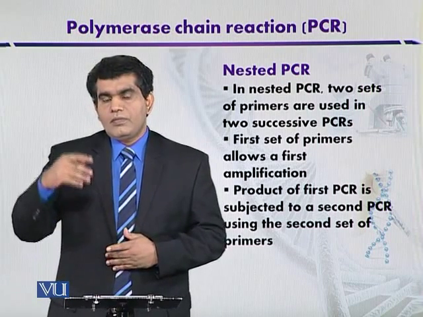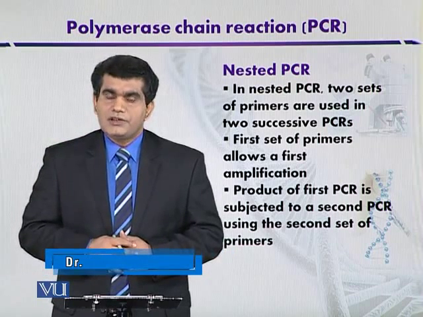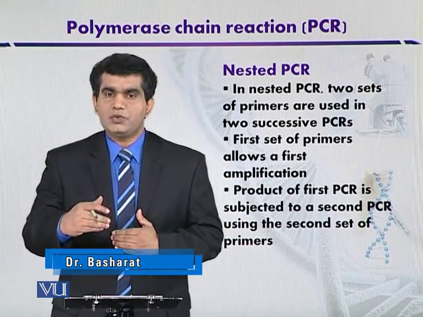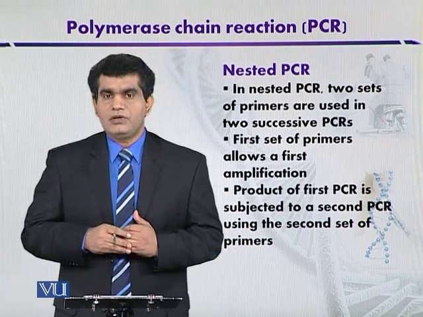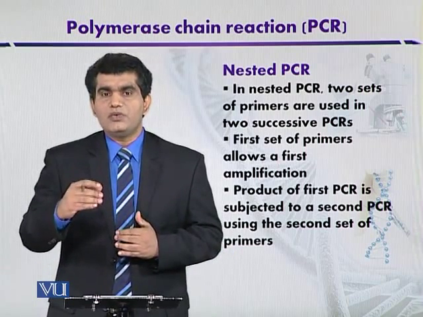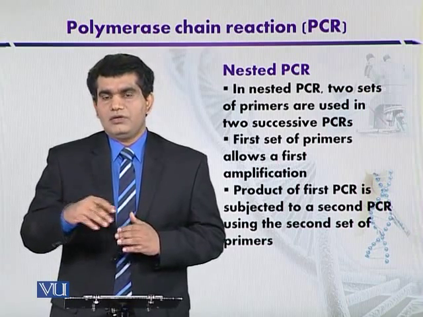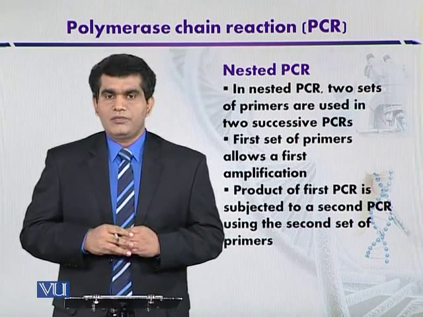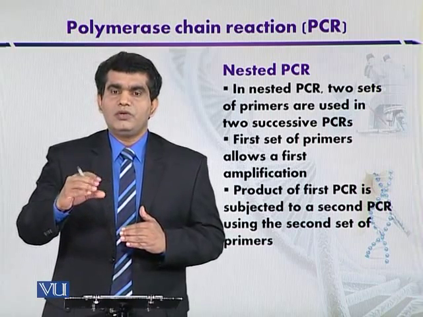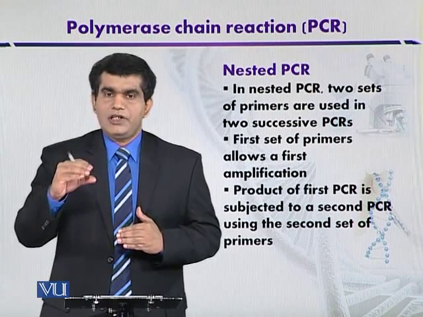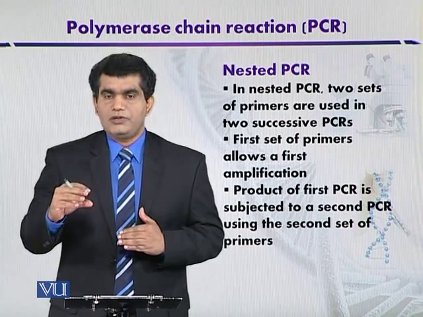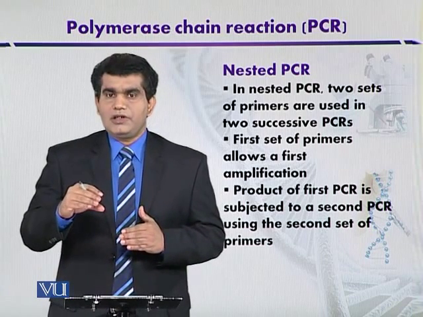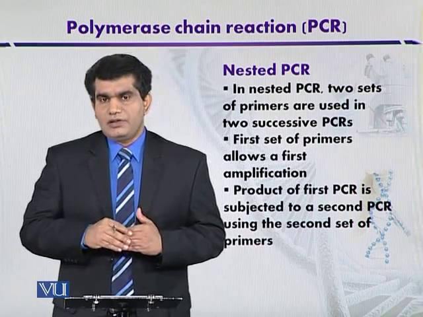Now the product that is generated from the first reaction is subsequently subjected to a second PCR reaction, and for the second PCR we use a second set of primers to amplify the DNA molecule that is generated from the first PCR. कि second step में हम क्या करते हैं कि जो first reaction में हमारे पास DNA आया है, by using first set of primer उस product को लेते हैं from the first reaction और second set of primer से लेके उसको further amplify करते हैं.